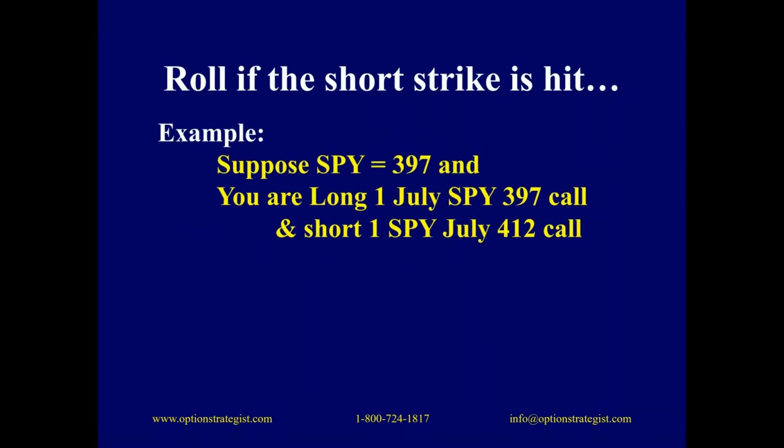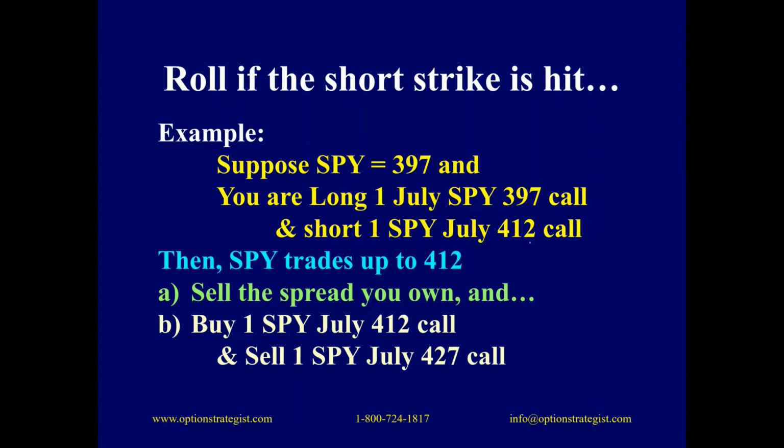What do I mean by that? Well, here's an example. Suppose we started out with SPY at 397 and we bought a bull spread whose strikes were 15 points apart. So we bought the 397 call and we sold the 412 call. Then, later we're fortunate enough that it trades all the way up to our short strike, 412. So at that point, you sell the spread you own, take a profit, and reset up a new spread with 412 as the low strike and 15 points higher, 427 as the high strike. In this way, you're minimizing the negative effect of having that short call out there.